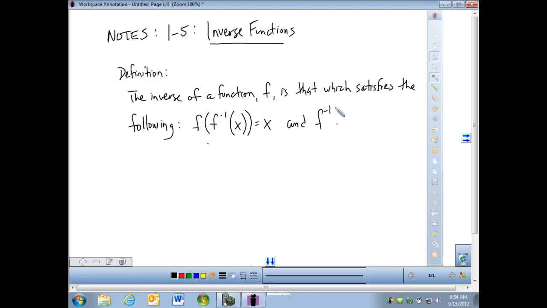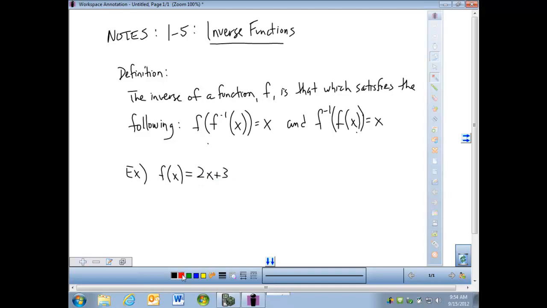So we're building on the idea of composite functions from yesterday. If I take my inverse function and plug it into my original function and evaluate that, I should be able to get x for an answer. Same thing if I go the opposite way. And it must work in both cases.